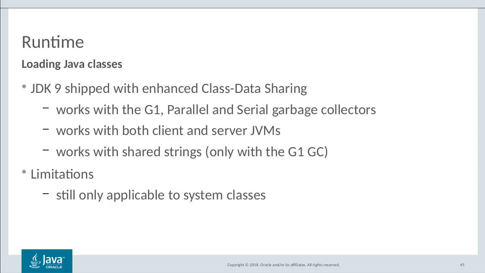So in JDK 9, we shipped enhanced class data sharing. CDS now worked with the G1 collector, the parallel garbage collector, and the serial garbage collector. In JDK 9, CDS works with both the client and server JVMs, and it also even worked with shared strings, but this is only applicable to the G1 GC. There was still one drawback here, and that is it was still only applicable to system classes.